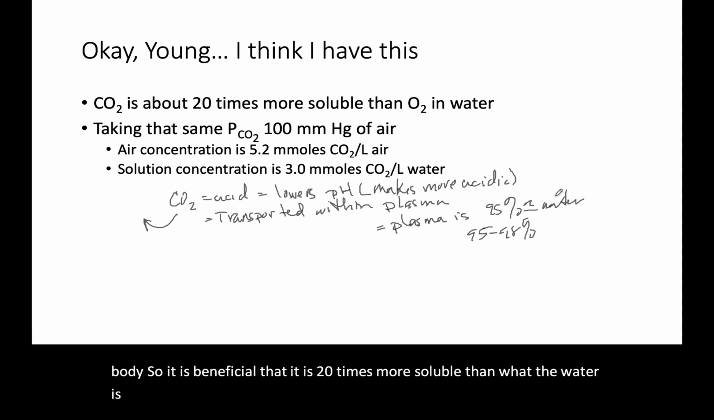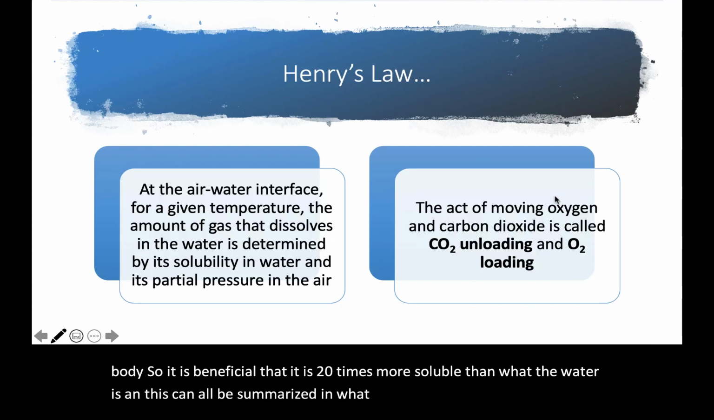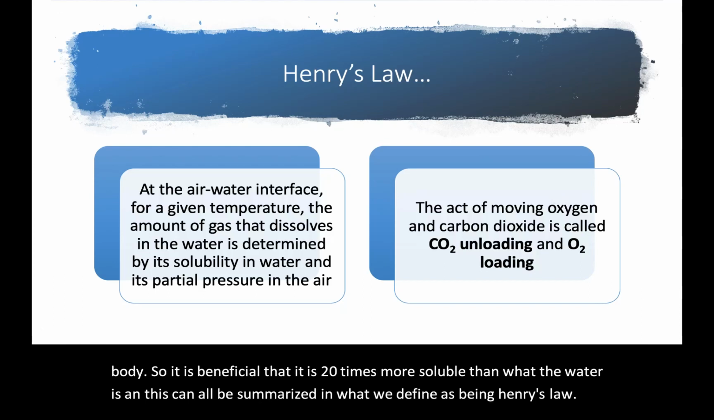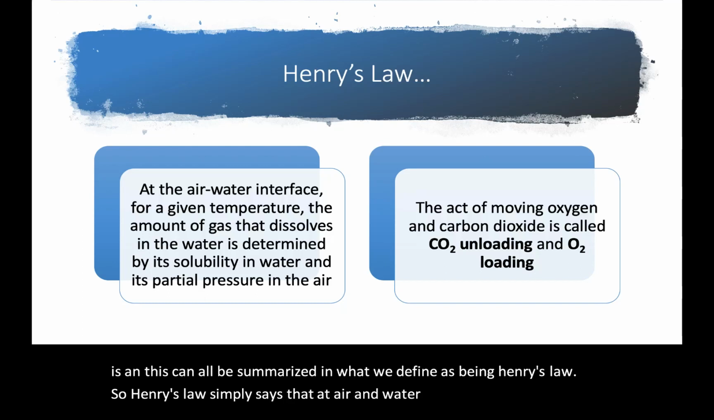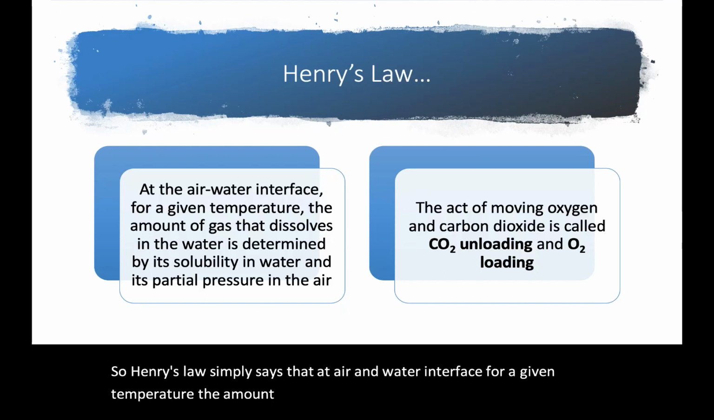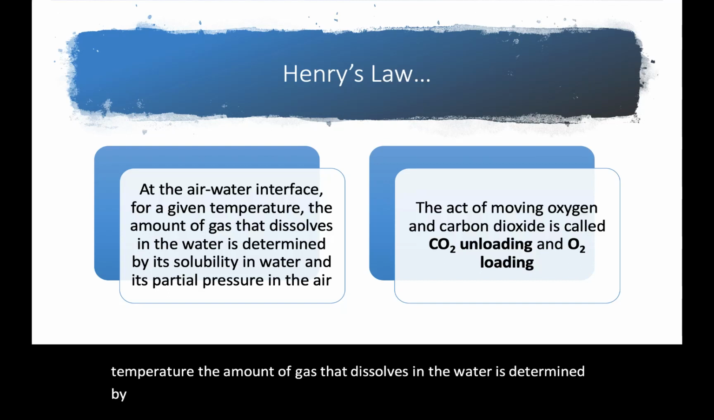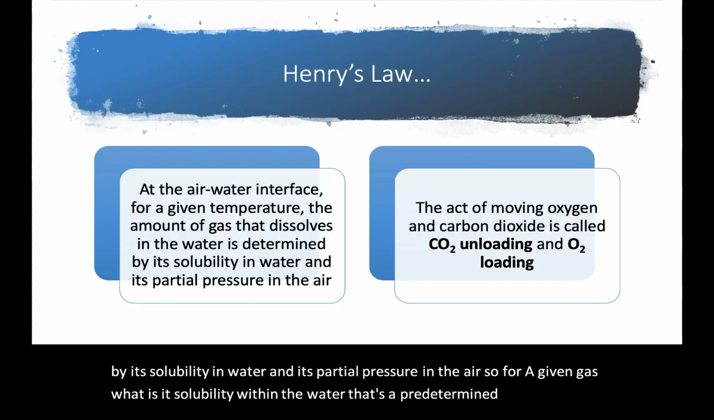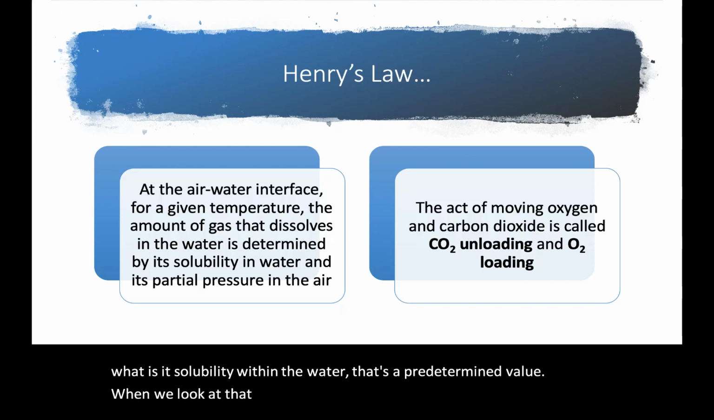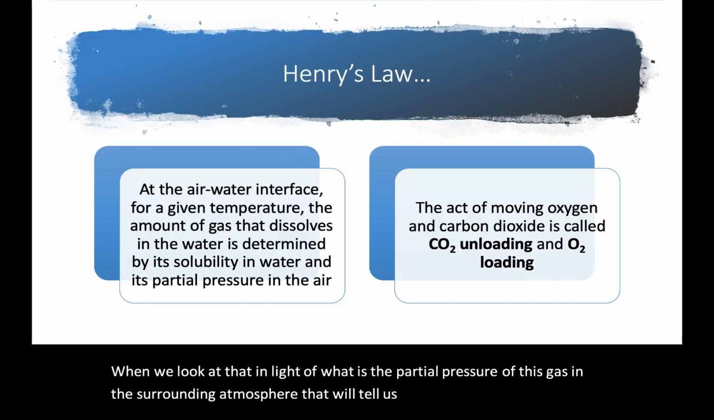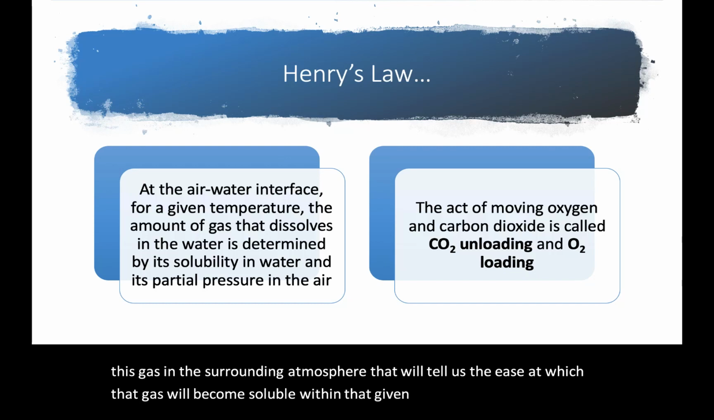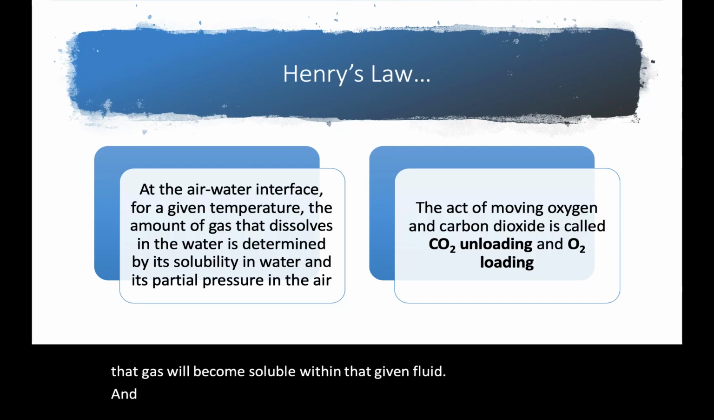And this can all be summarized in what we define as being Henry's law. Right? So Henry's law simply says that at an air and water interface, for a given temperature, the amount of gas that dissolves in the water is determined by its solubility in water and its partial pressure in the air. So for a given gas, what is its solubility within the water? That's a predetermined value. When we look at that in light of what is the partial pressure of this gas in the surrounding atmosphere, that will tell us the ease at which that gas will become soluble within that given fluid.